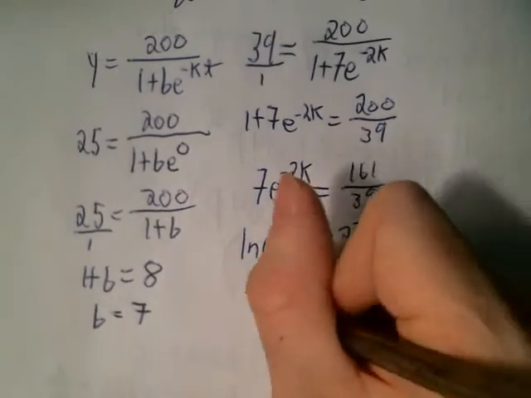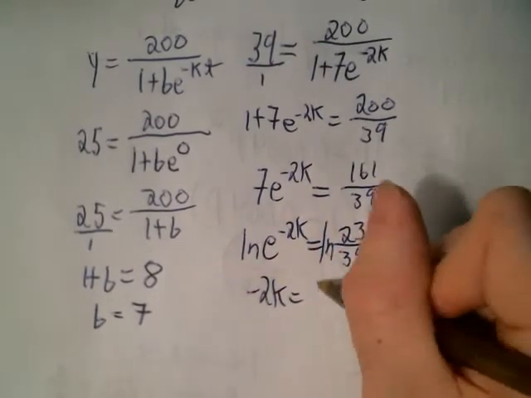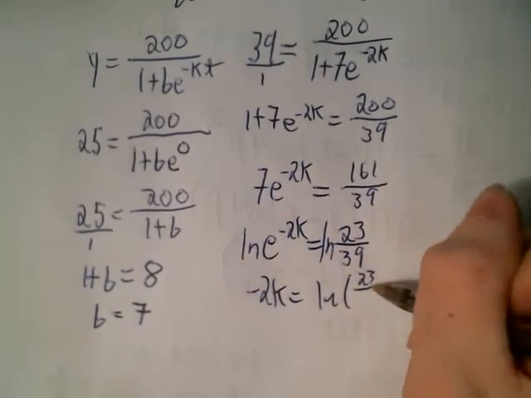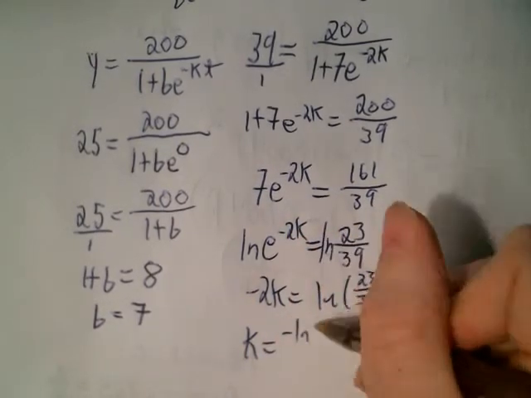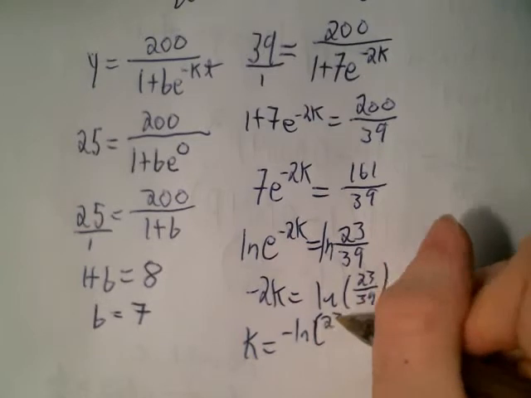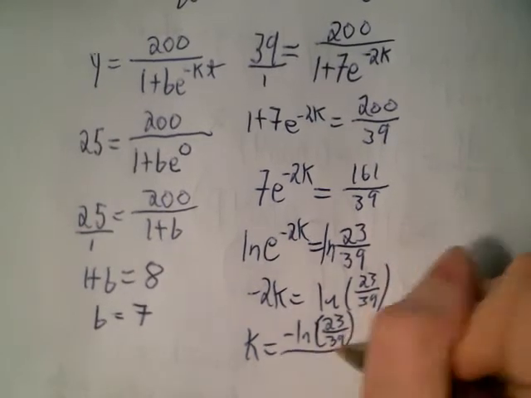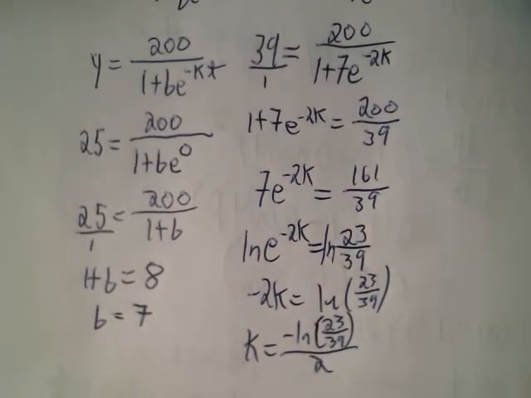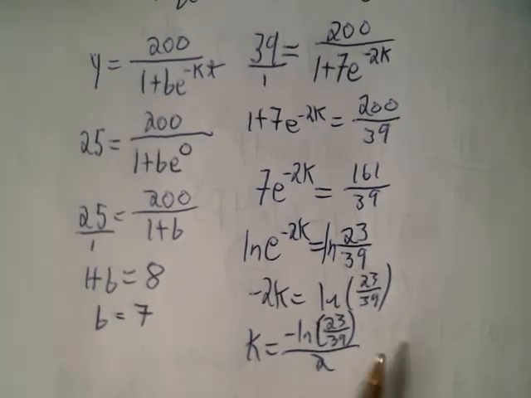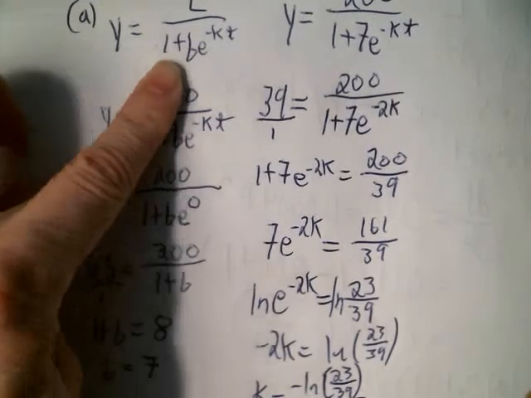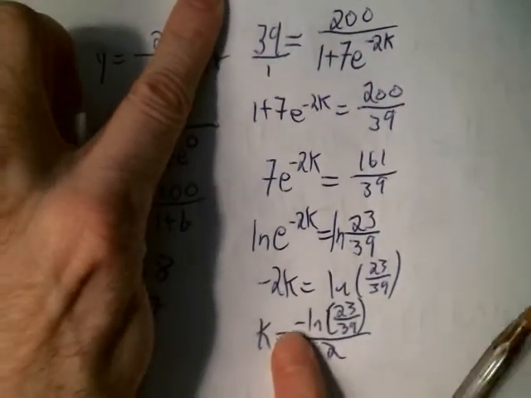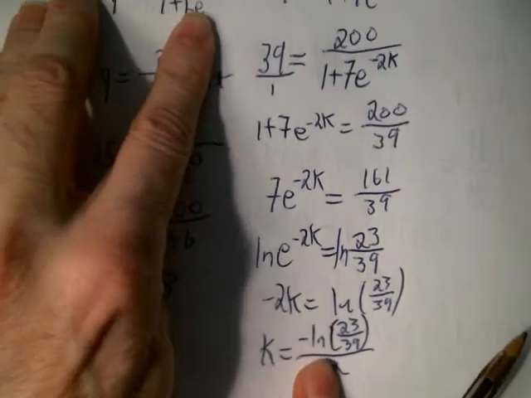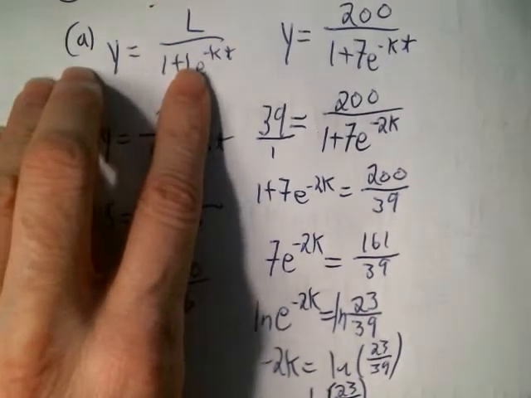You end up with negative 2k equals ln of 23/39. Divide by negative 2. k equals negative ln of 23/39, all over 2. You can get an approximation, but I usually just leave it. Be careful when you put it into this logistic equation. It's the negative of the k value, and right now it already is negative, so when I pop it into here, it will end up being positive.